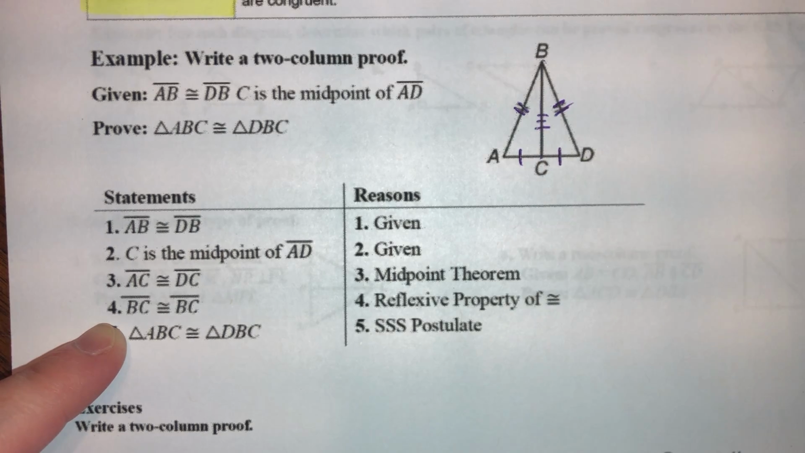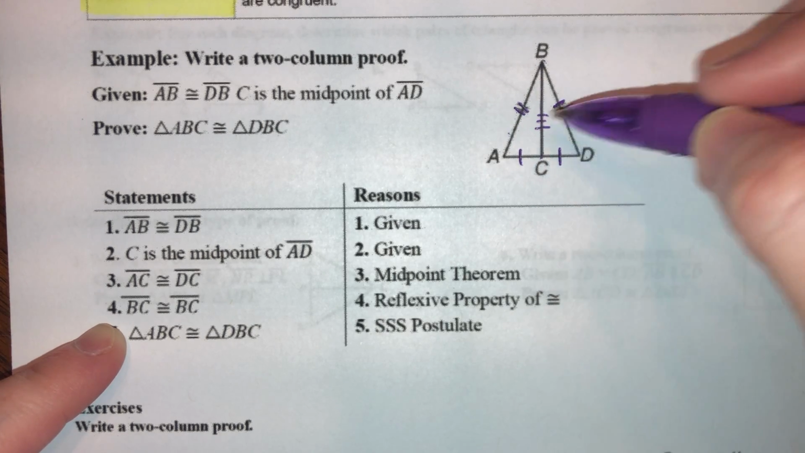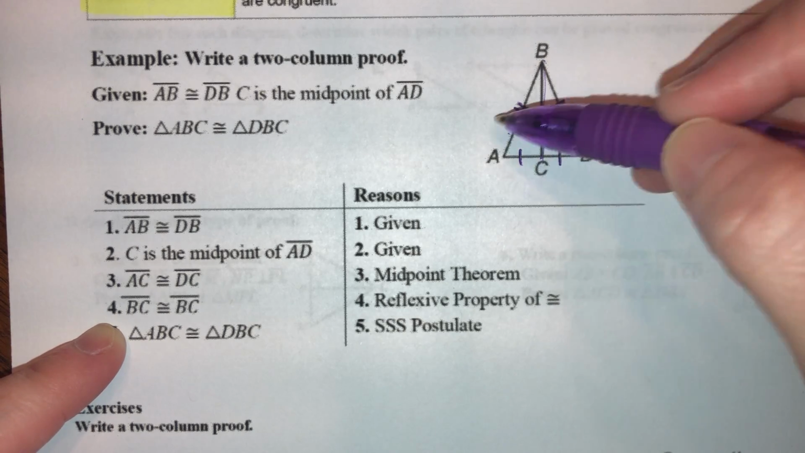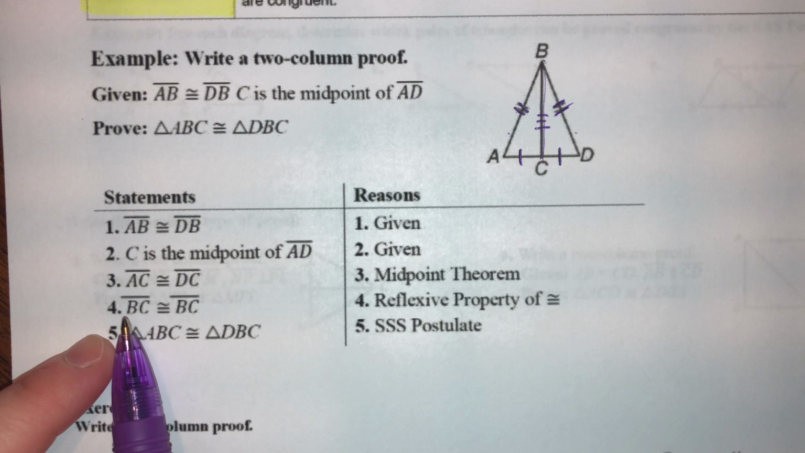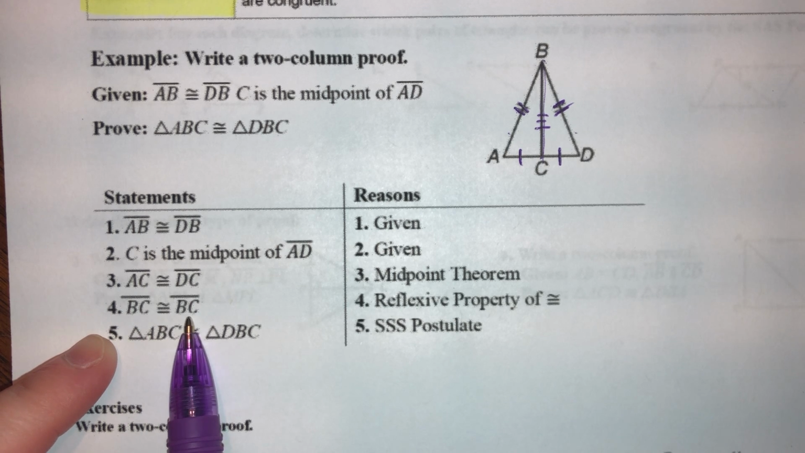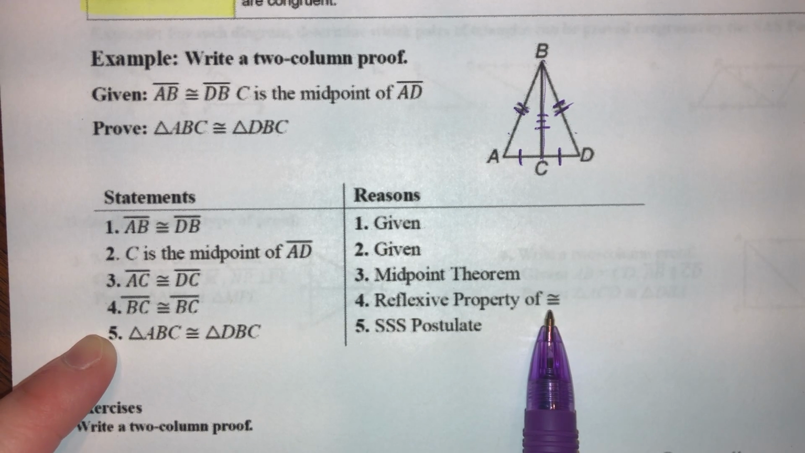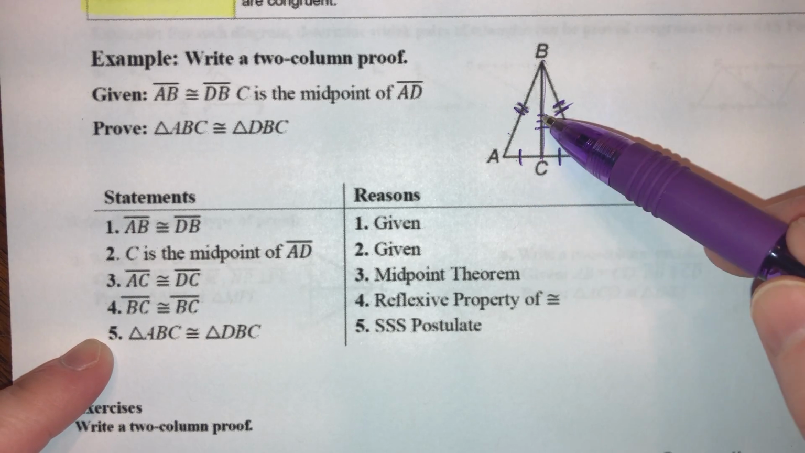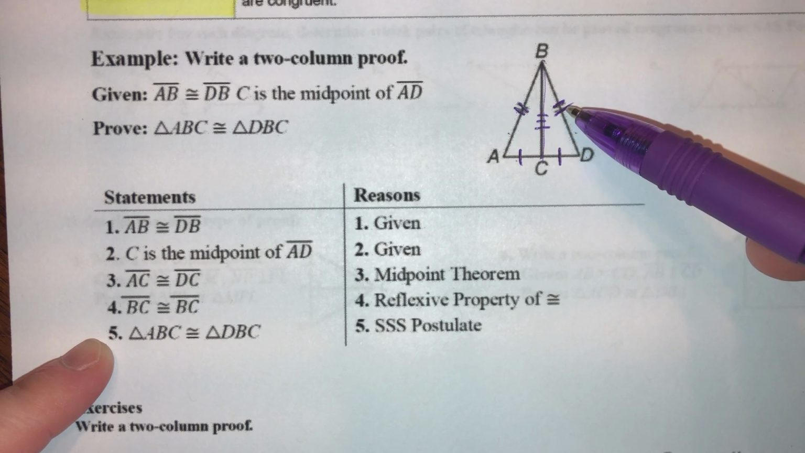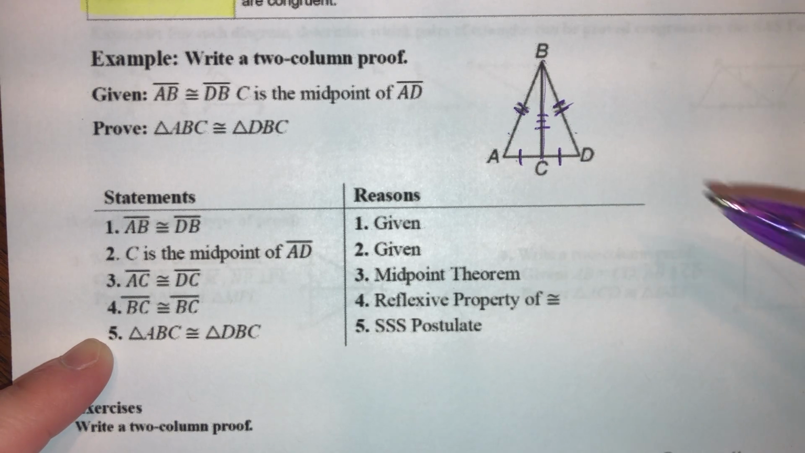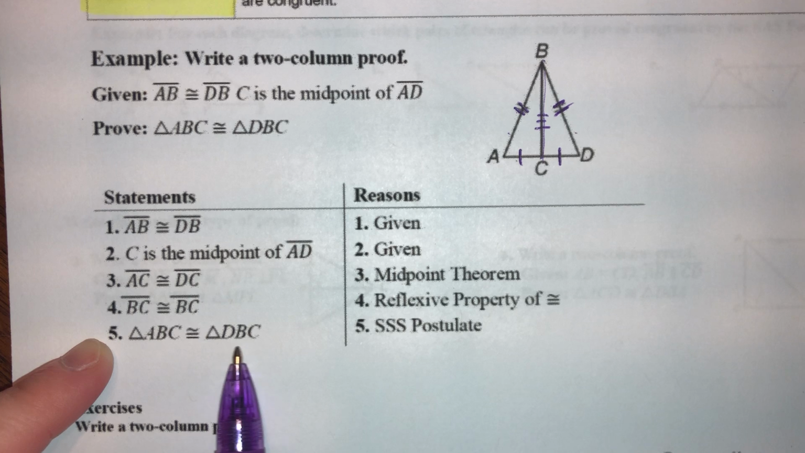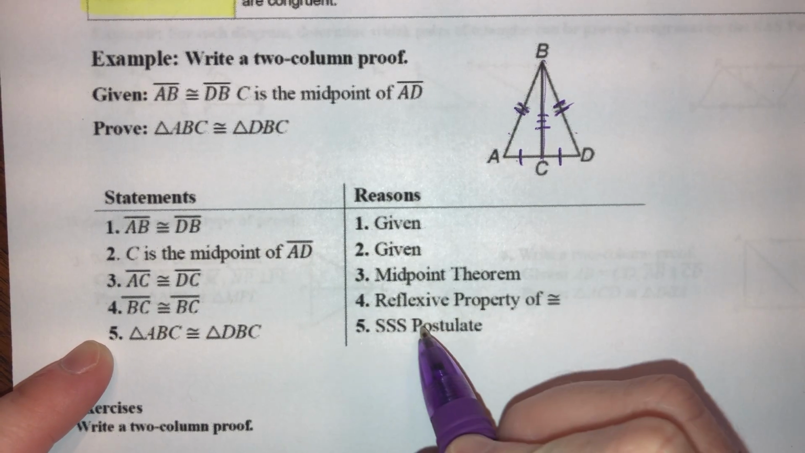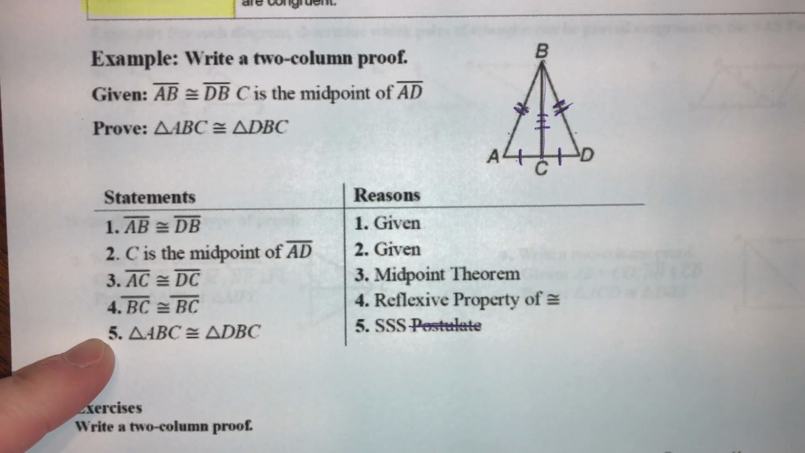Step 4, BC is congruent to itself. BC is used in the left triangle and the right triangle, and it's the same line segment. So it's the same size no matter which one we're using it in. And when you say that something is congruent to itself exactly, that's always reflexive, the reflexive property of congruence. So now I've proven that all 3 sides of the left triangle are congruent to all 3 sides of the right triangle. So I can go ahead and say that the entire triangles are congruent because of SSS. You don't even have to say the word postulate. You can just say SSS.